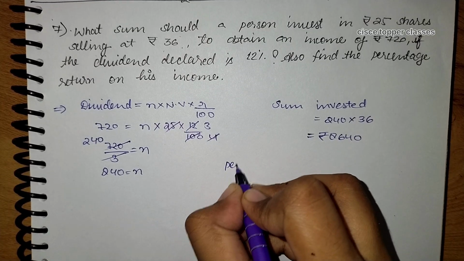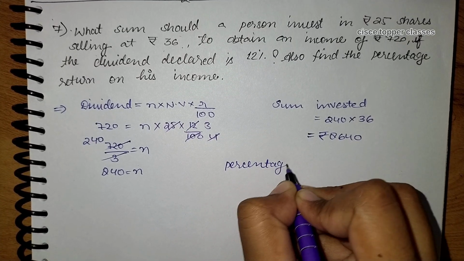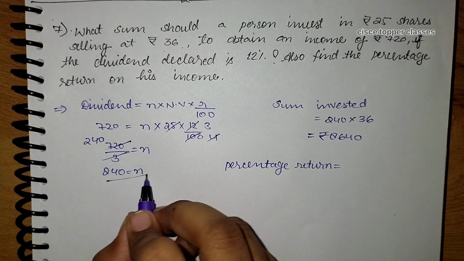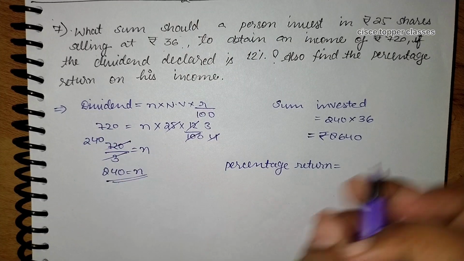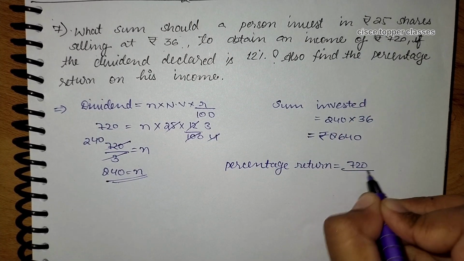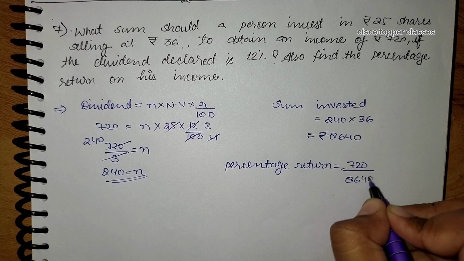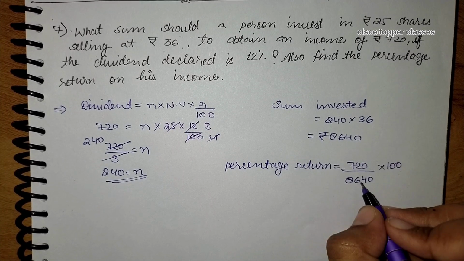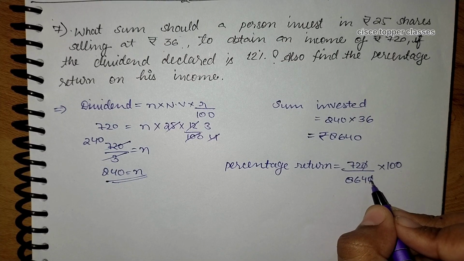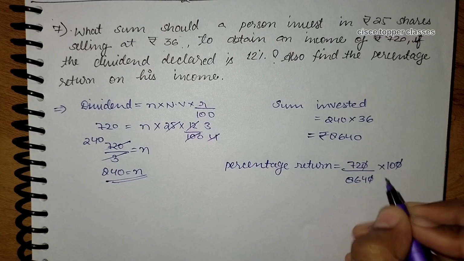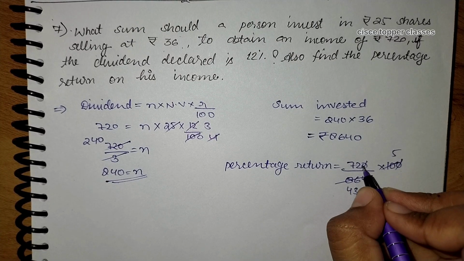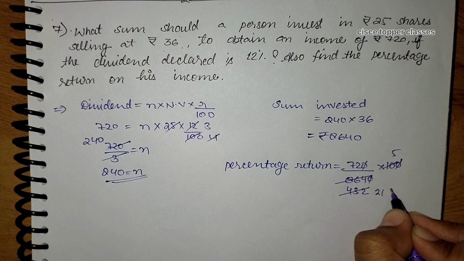If you want to find the percentage return here, so percentage return will be the income divided by the total sum invested, multiplied by 100. The income here means the dividend. So dividend is given in the question only. This is 720 divided by 8640 multiplied by 100. So on writing this, this 0 will be cancelled out from here, and this 0 we are going to cancel out. This will be cancelled out by 5. This will be 432, and again if you want to cancel out this will be 216.